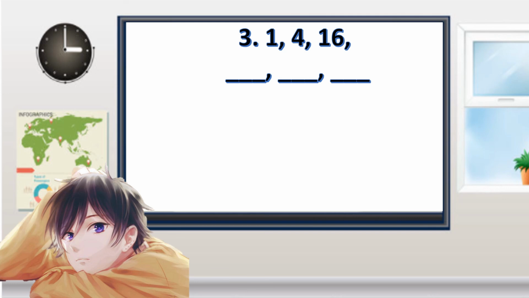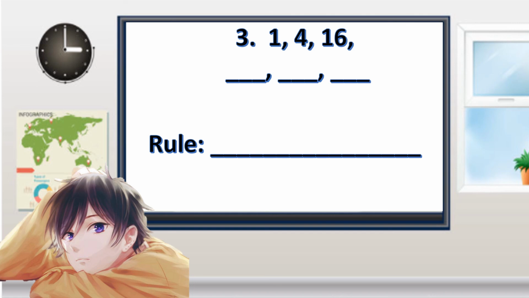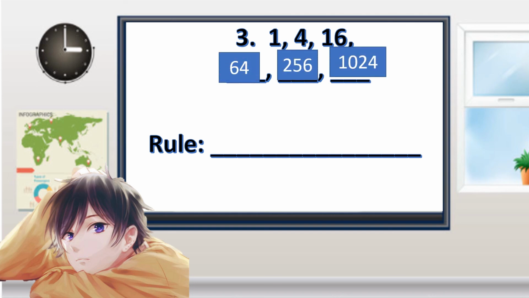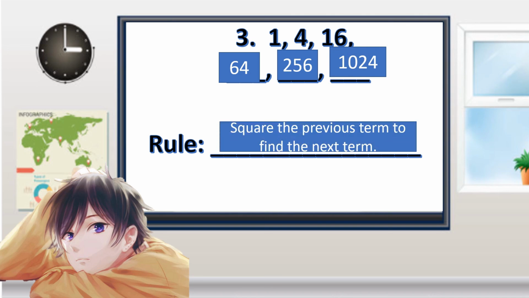1, 4, 16, what is the rule? So 1, 4, and 16 followed by 64, 256, 1024. Multiply the previous term by 4 to find the next term. So 1 times 4 is 4, 4 times 4 is 16, 16 times 4 is 64, and so on.